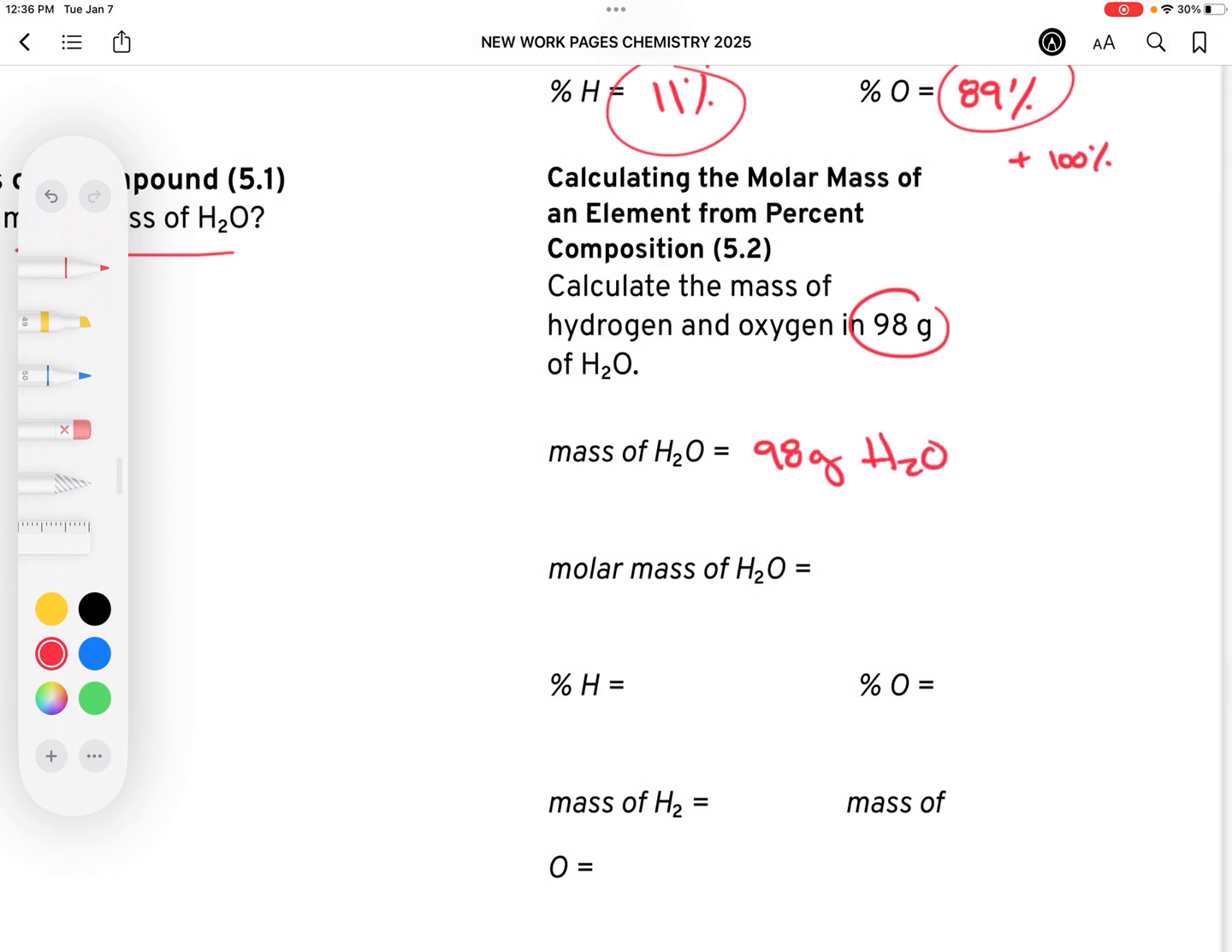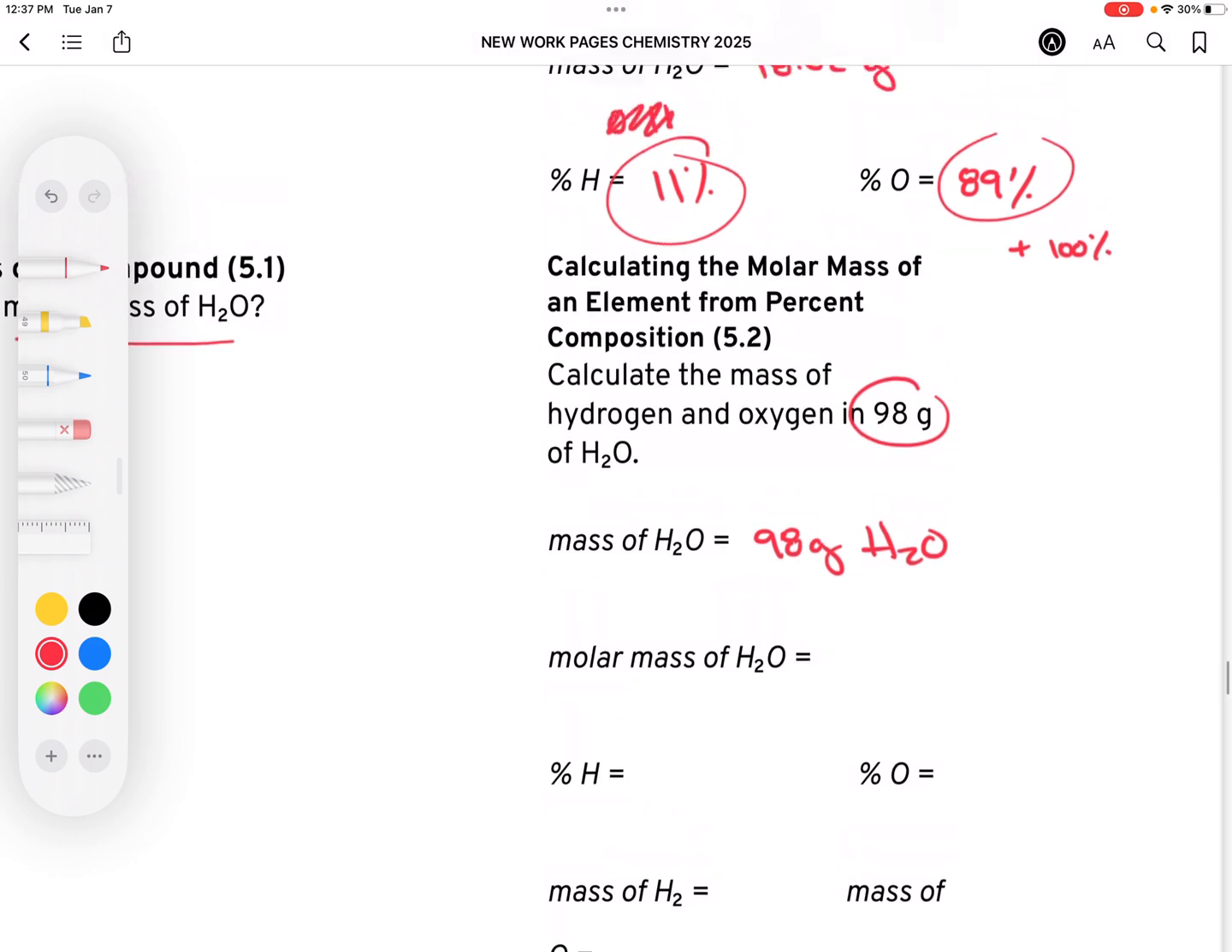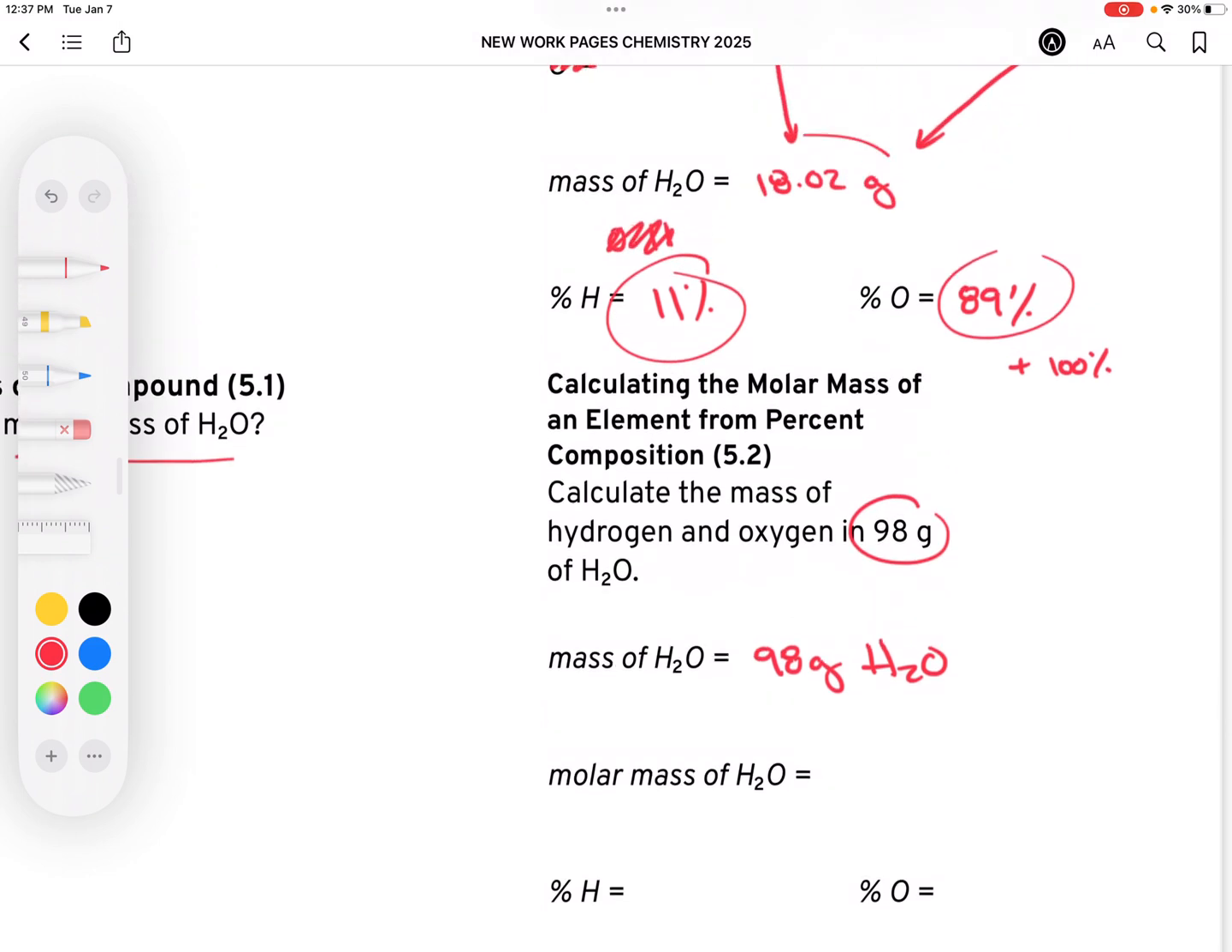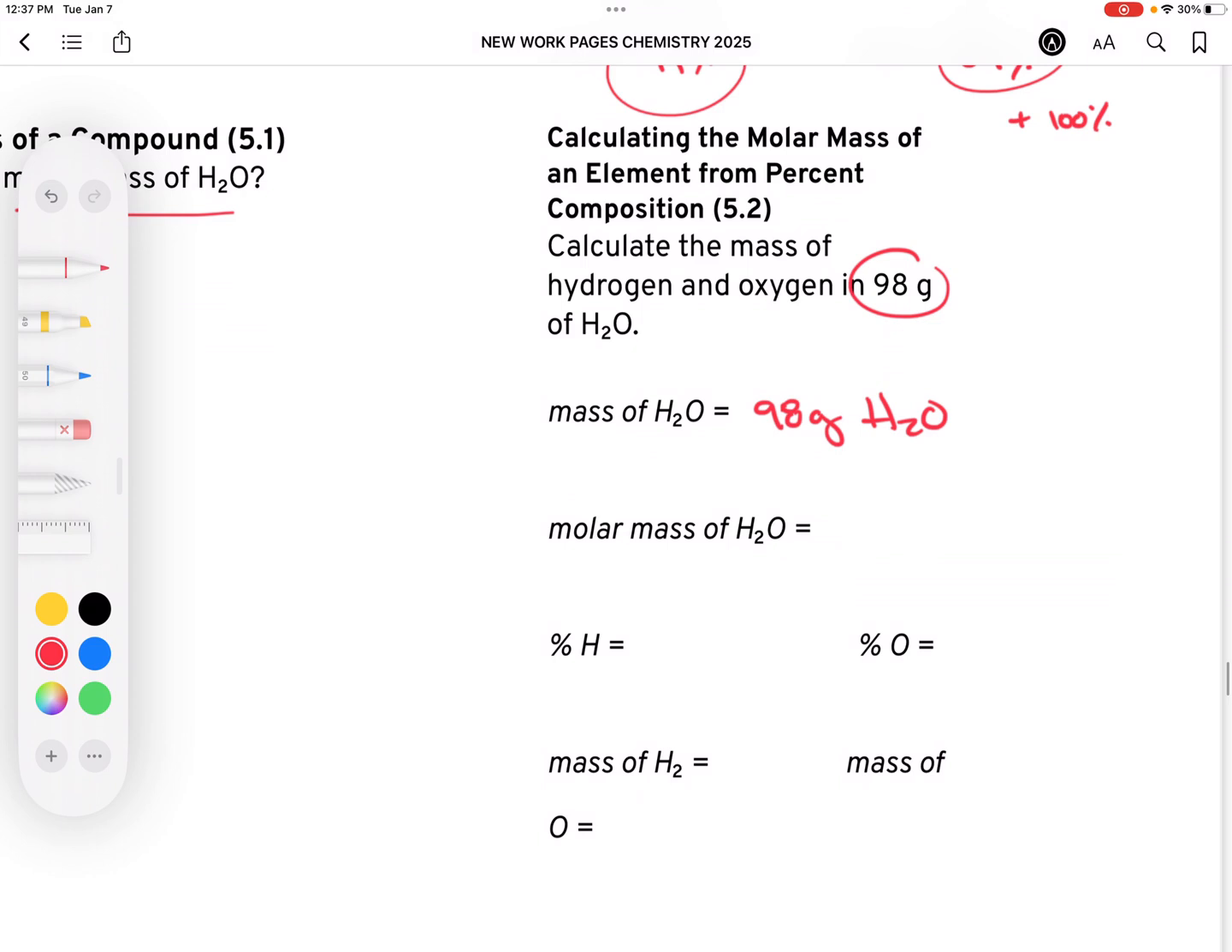All right. Now our molar mass of water, right? We've already calculated this. It was up here at 18.02 because we think about the mass of water is the two hydrogens plus the oxygen, so it's 18.0 grams. All right, and then now we have to calculate our percentage, which we already did. We take the parts from the whole. All right, so the hydrogen is 11%, and the oxygen is 89%.